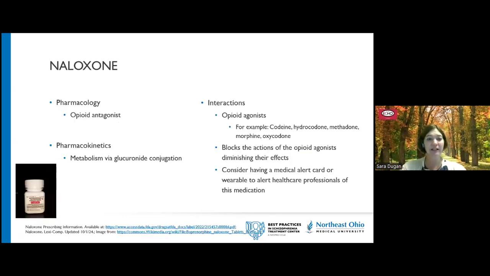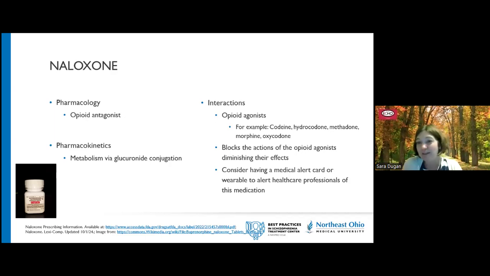Last two, so naloxone is the first of our antagonists. So now we're blocking the opioid receptors. And from a pharmacokinetic perspective, we don't have the same considerations. So it is metabolized through the liver, but it doesn't use the cytochrome P450 system, and we don't see as many interactions related to that. The biggest interactions we see with the naloxone are with the opioid agonists. So it's going to block the activity of the opioid receptor. So in the event that a patient does need an opioid agonist, it's going to be less effective.